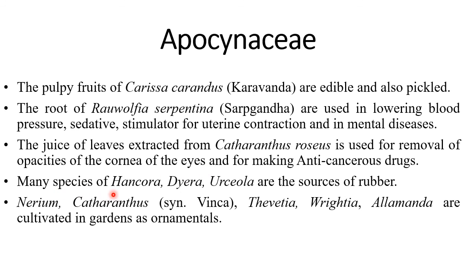Many species of Landolphia, Dyera, Urceola are used as sources of rubber. The latex is obtained from the plant parts, and that latex is used for making good quality rubber. Then plants like Nerium, that is Kaner, Catharanthus, that is Sadafuli, Thevetia, that is Bitti, Plumeria, Allamanda are cultivated in gardens as ornamental plants. So these are a few of the economic importances of family Apocynaceae.